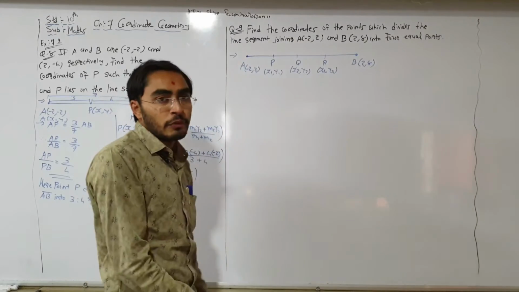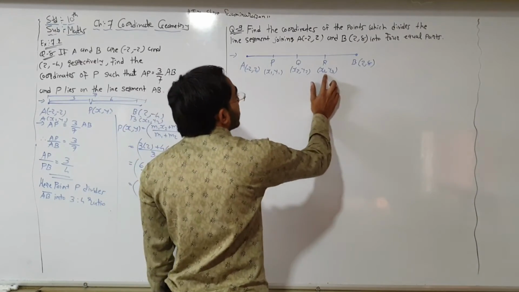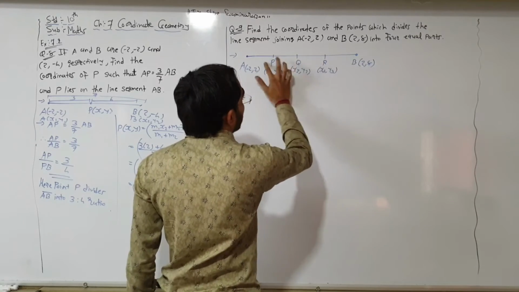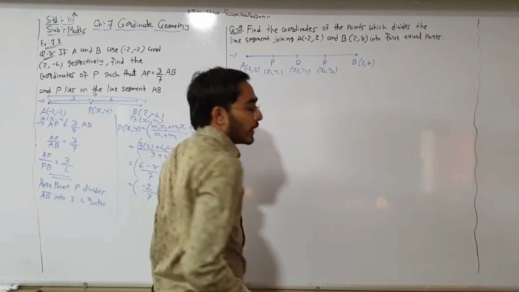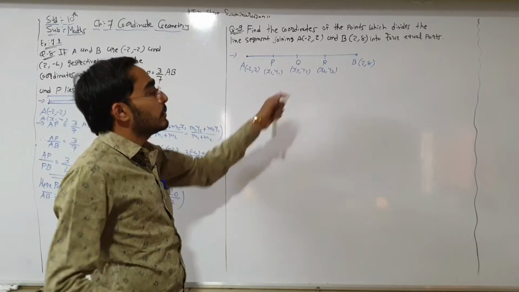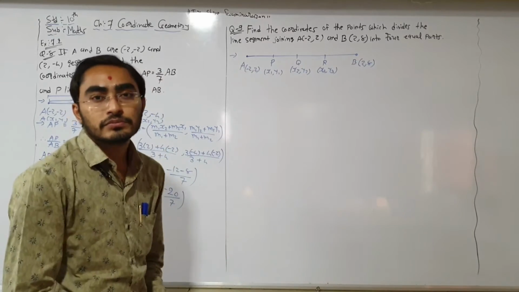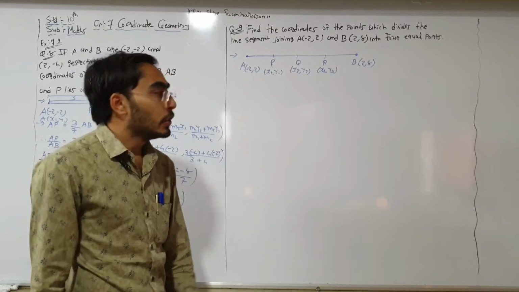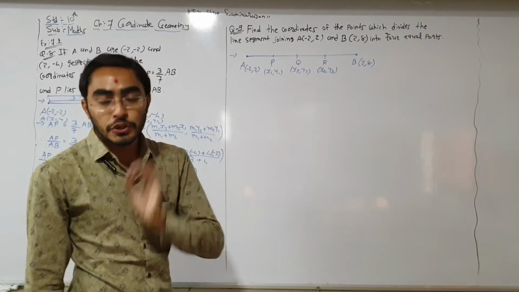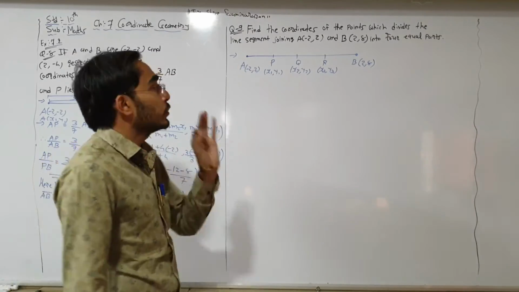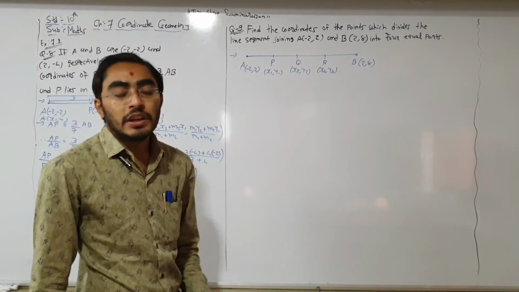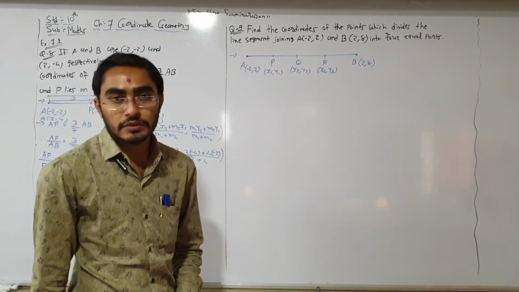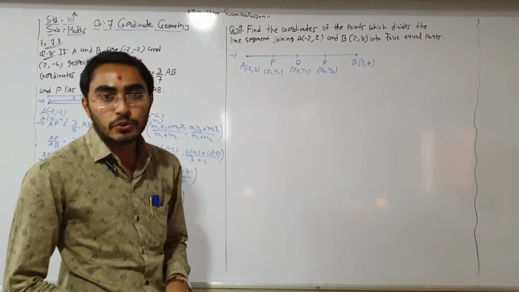We can also go with R. For R, before R we have three parts and after R we have one part. So it divides the line segment AB in the ratio 3:1. So we can find P, Q and R, but right now, first of all, we just start with point Q. Why? Because Q is the midpoint of AB, and it is easy to find the midpoint. So first of all, go with Q.